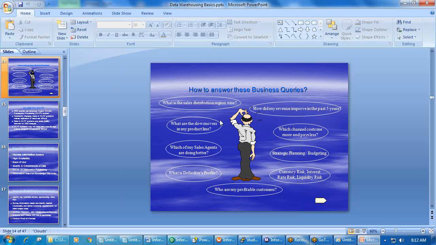So let's say they're selling a wide variety of products. As a sales manager, you're always interested in understanding the top 10 selling products, the bottom 10 selling products, or which are not generating revenue. So what is the advantage of identifying that? Why do you need them?